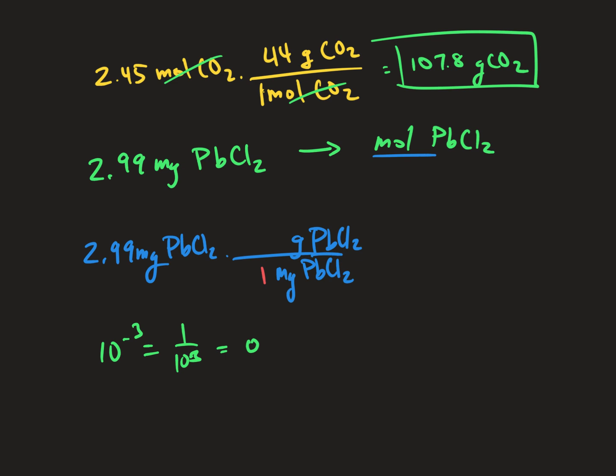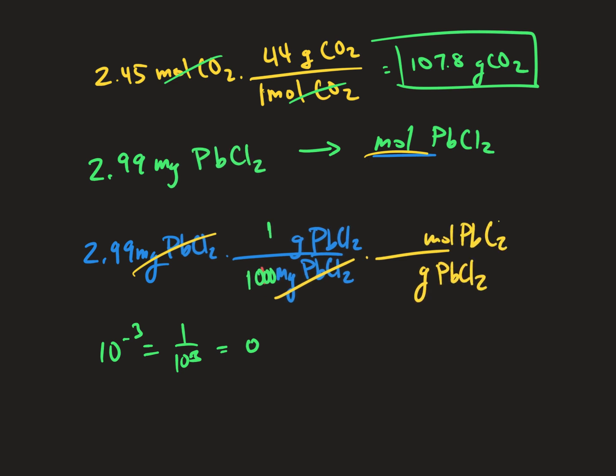Which way do you want me to do it? The 1,000 on the bottom? Okay, so we have 1,000 milligrams is the same as 1 gram. That goes away. Now we have grams, and we need to go to moles. Grams of lead 2 chloride to moles of lead 2 chloride.